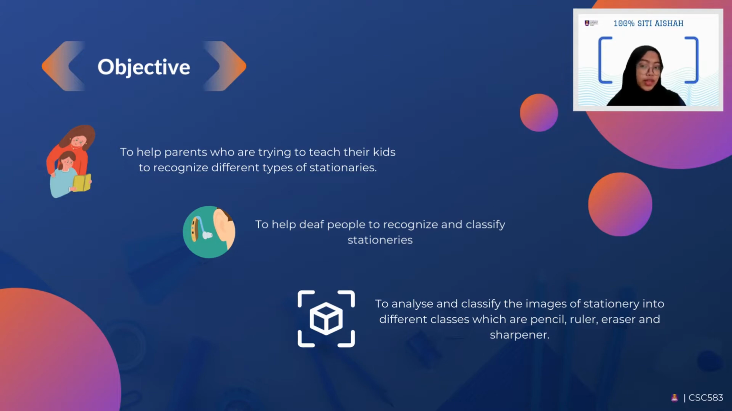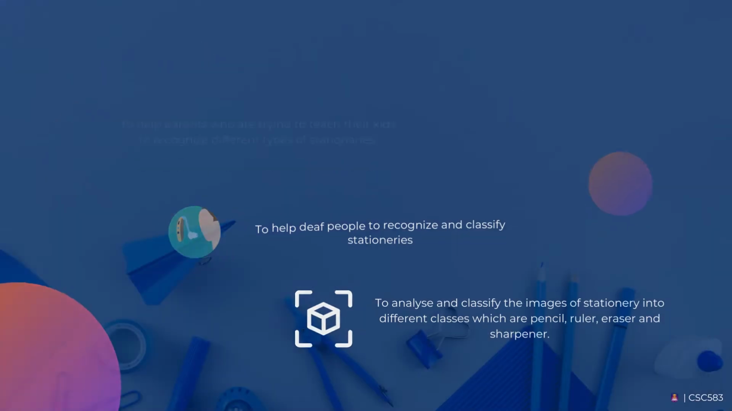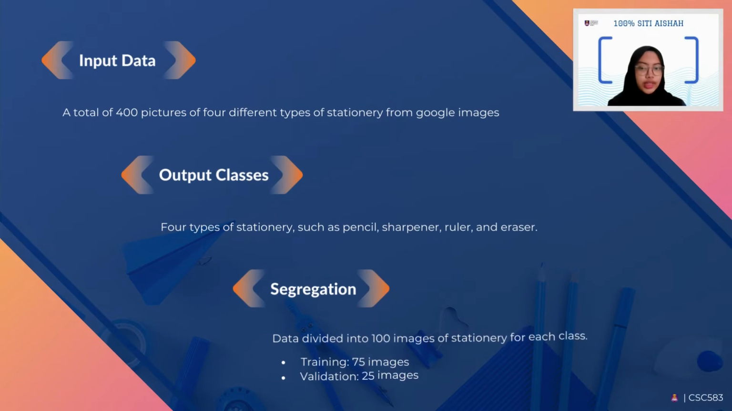With this application, it can analyze and classify the images of stationery into different classes such as pencil, ruler, eraser, and sharpener. For the input data, we will use a total of 400 pictures from 4 different types of stationery. The source of these pictures is Google Images. Next is the output class. We will have 4 different types of stationery, which are pencil, sharpener, ruler, and eraser.